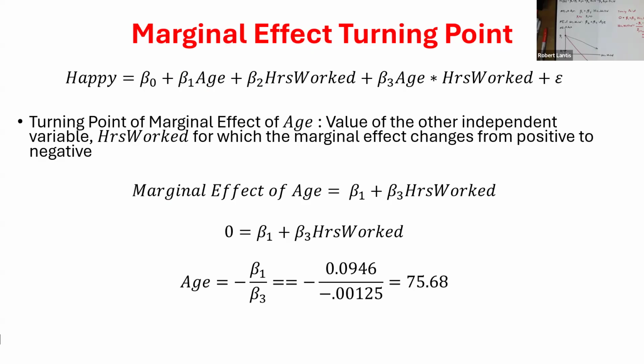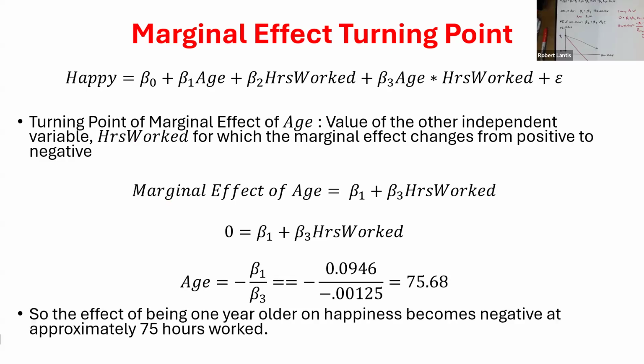So in general, being older, I tend to be happier, unless I'm working more than 75 hours a week. Then the marginal effect of being 1 year older starts to become negative. So we can solve for these turning points with continuous interactions, just like we did for the dummy-continuous interaction.